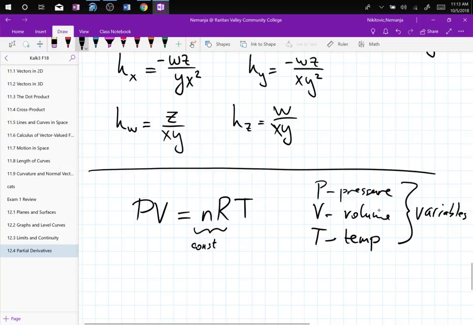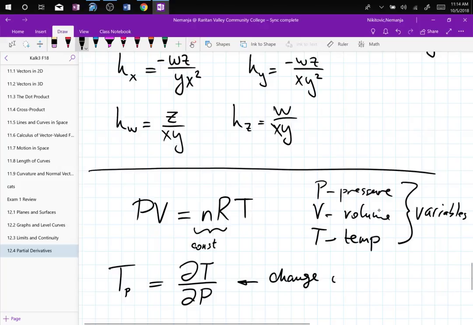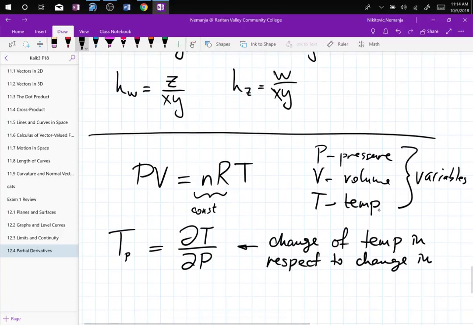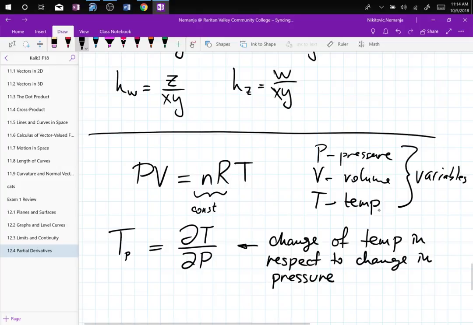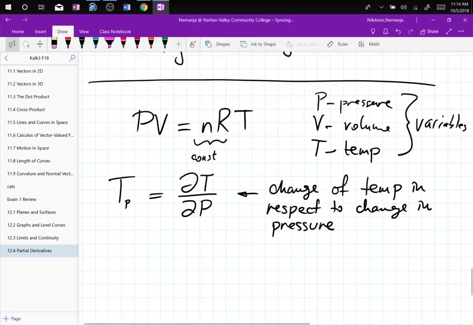So now, if I go and I say T_p, right, T_p, this is partial derivative of temperature divided by the partial derivative of pressure. This measures change of temperature in respect to change in pressure. And you can come up with any one of these. And then you know how to take partial derivatives, so you can take that.